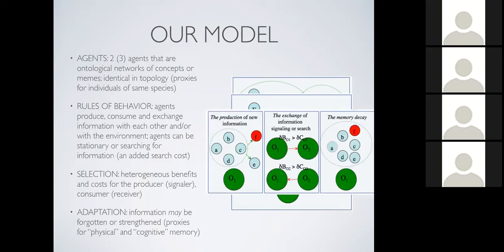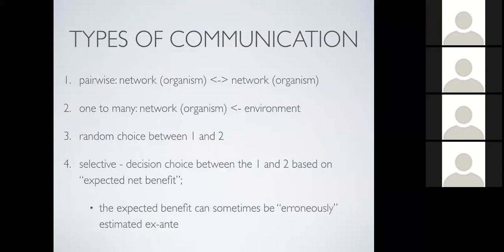So in a nutshell, the model looks like this: I have a network that produces new information, that can acquire new information from a peer network, and there are processes of adaptation, memory strengthening, and decay. And I will actually demo the model in a few minutes.